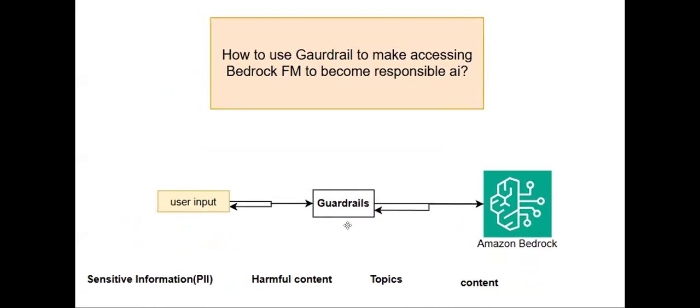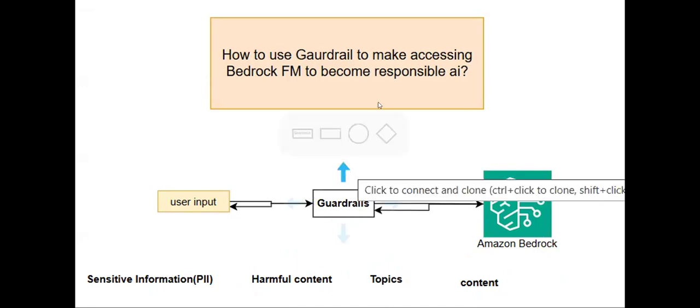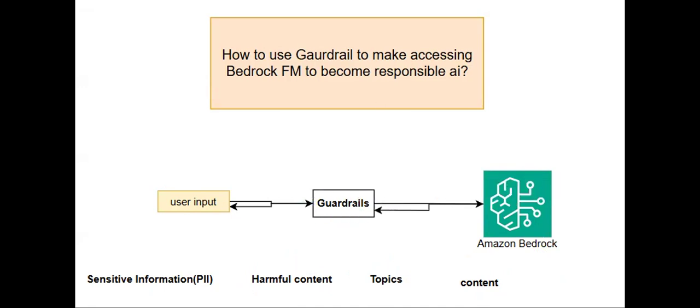So using guardrail you can block or filter personally identifiable information, that is, you can block or mask them, and you can stop the response for harmful content. You can provide your own response for that, and for particular topics you can block the response, and for particular content you can block the response. Now in this video I want to show you how to perform these things using this guardrail in a hands-on lab.